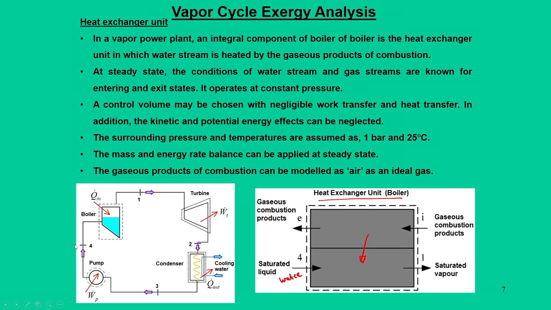So, here if you look at the boiler, the working fluid, that is water, enters at state 4 and goes to state 1. So, from 4 to 1 its enthalpy changes and it receives heat from the gaseous products of combustion. So, this is how, when you talk about the heat exchanger unit, we need to find out what exergy is being carried by these gaseous products, and typically in the absence of data, these products of combustion can be modeled in a more appropriate manner by using air.